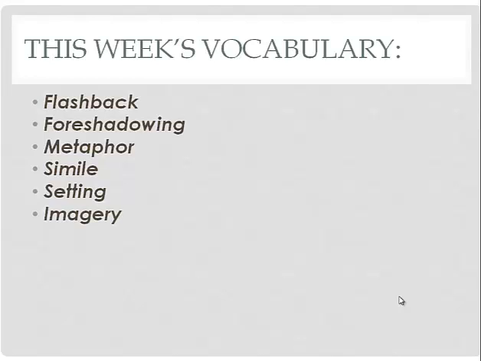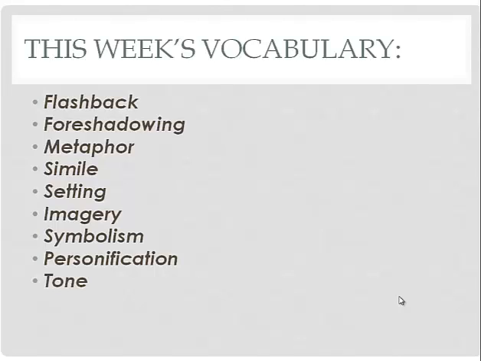Imagery is using all the senses to describe something, so the way it tastes, sounds, smells. Symbolism is when items in the story stand for greater ideas. Personification is when we give human characteristics to non-human things. Tone is the author's attitude towards the piece. The author uses loaded language and their story structure in order to show their tone. And mood is the overall feeling that the text has. Pause here if you need more time.